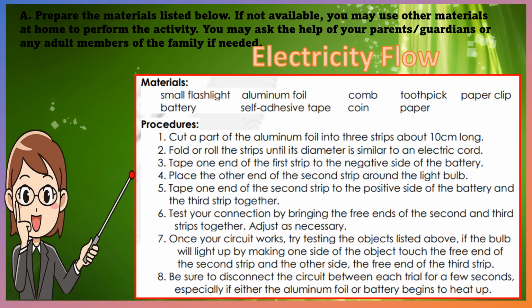7. Once your circuit works, try testing the objects listed above to see if the bulb will light up by making one side of the object touch the free end of the second strip and the other side the free end of the third strip. Number 8. Be sure to disconnect the circuit between each trial for a few seconds, especially if either the aluminum foil or the battery begins to heat up.